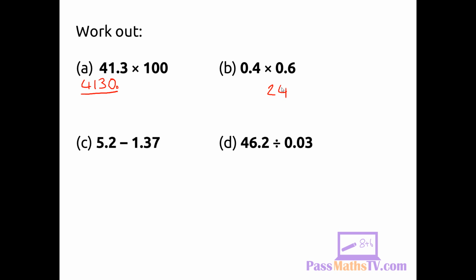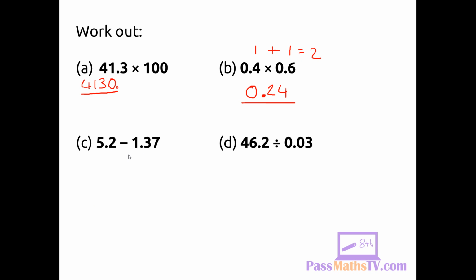Now, what you do now is you go back to the original numbers, you count the number of digits after the decimal point. We have 1 here and we have 1 here. That's a total of 2. We have to make sure that in our answer there are 2 digits after the decimal point. Here are our 2 digits. The decimal point goes here. And you have to put a 0 here. So the answer is 0.24.